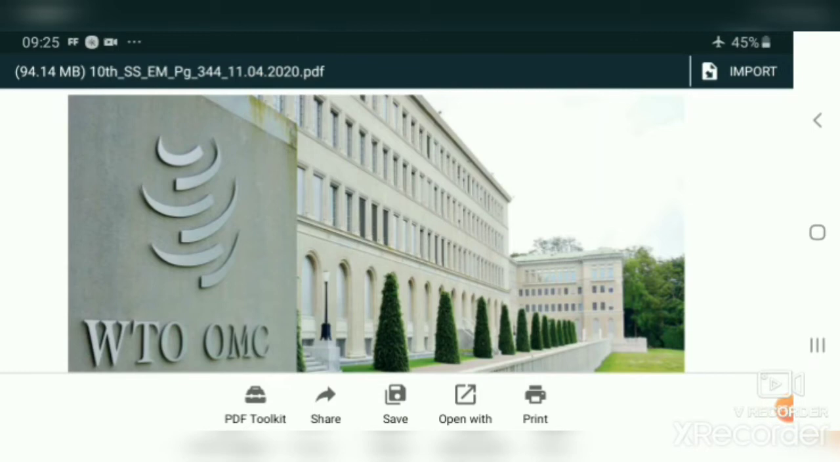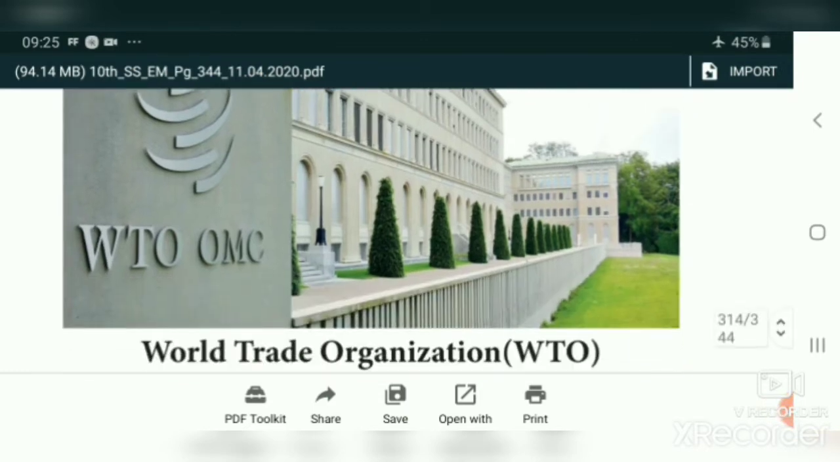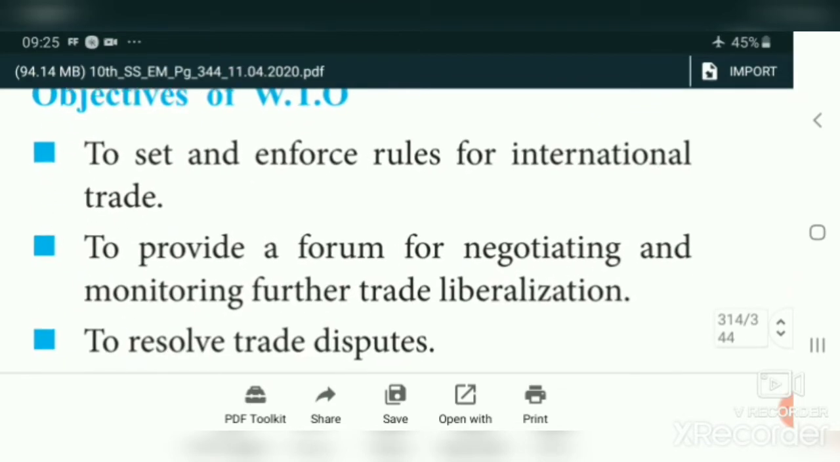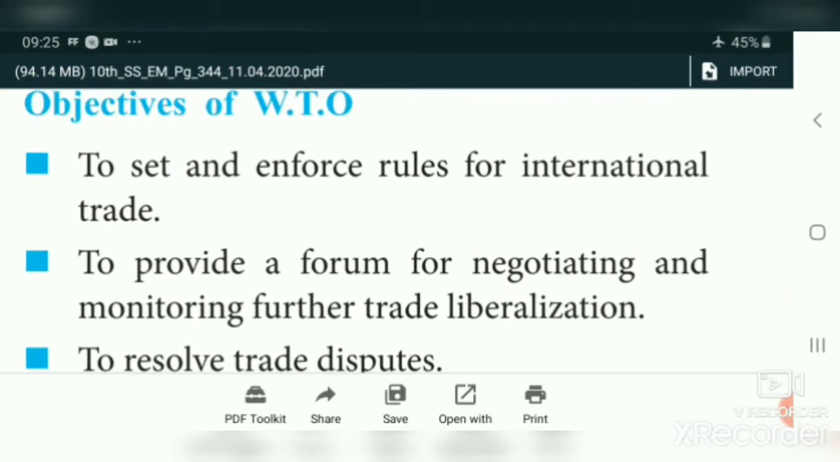Students, this is the World Trade Organization. It is located in Geneva in Switzerland. Now we will see the objectives of the World Trade Organization. Its main aim is to set and reinforce rules and regulations for international trade. It sets and carries out the rules for international trade.